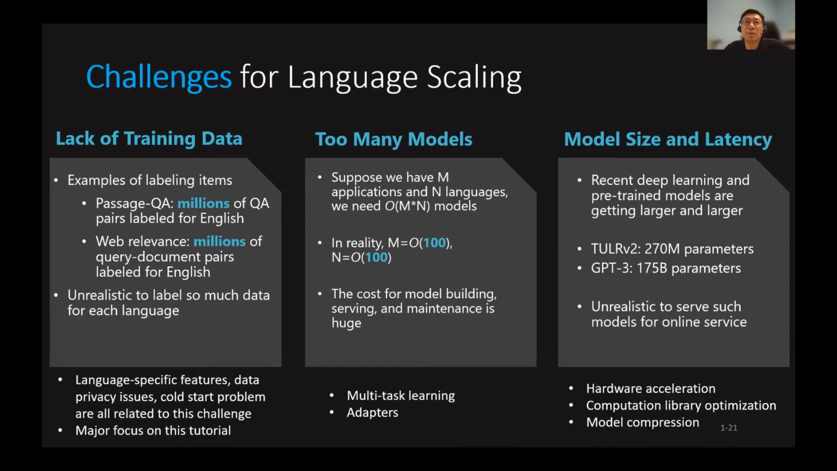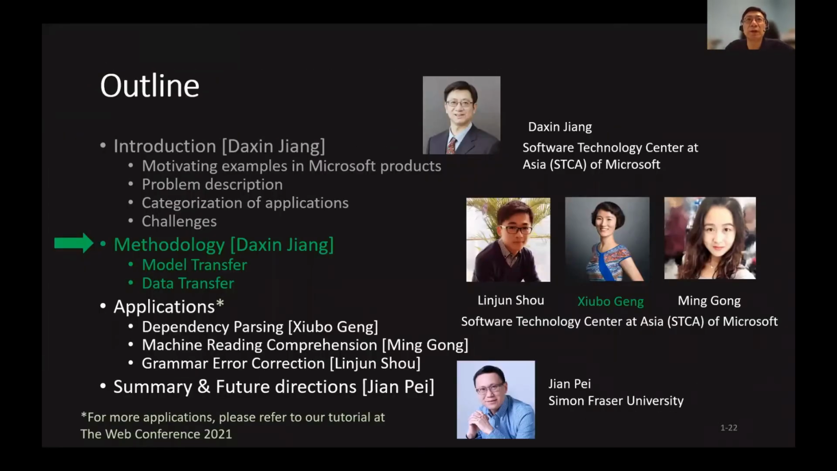So in this tutorial, we will not cover the approaches for all these three challenges, but instead we will mainly focus on the first challenge. That is, how can we scale out to more than 100 languages with a few or even zero training data in the target languages? In order to tackle the challenge of small or zero training data in target languages, the basic idea is to transfer the knowledge from the source language to the target language. In general, there are two transfer approaches. One is model transfer, and the other is data transfer.